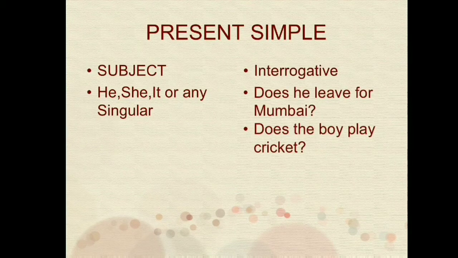Now check the interrogative examples. Does he leave for Mumbai? Does the boy play cricket? Here the sequence is does, then subject, then first form of verb, then the rest of the sentence, and at the end a question mark, that is necessary.